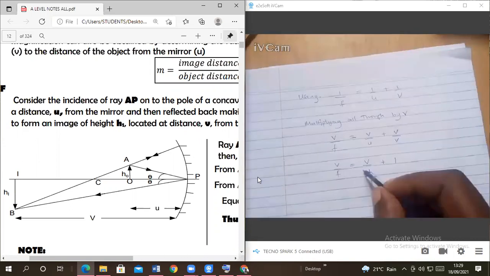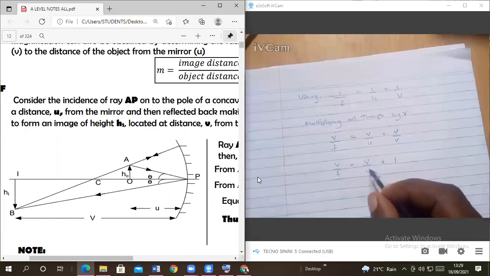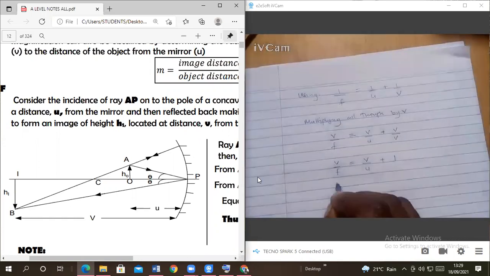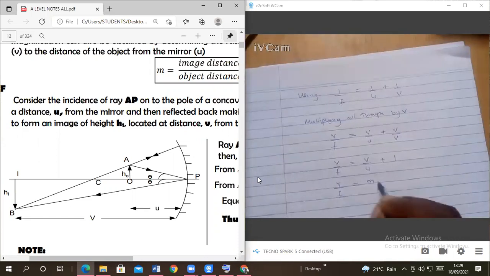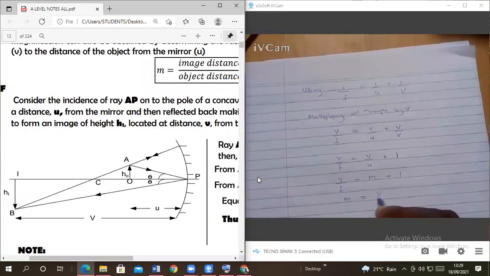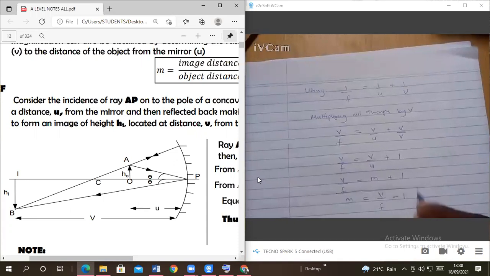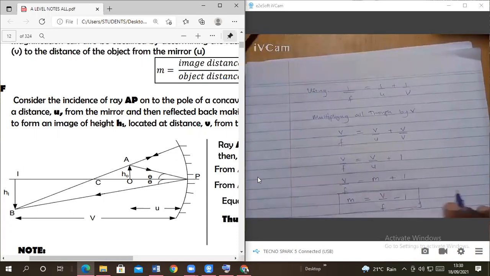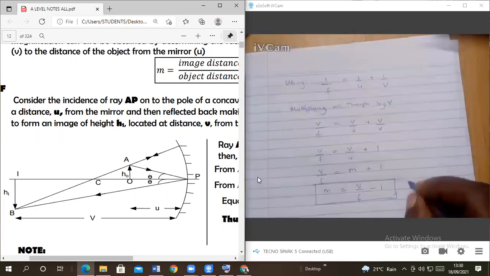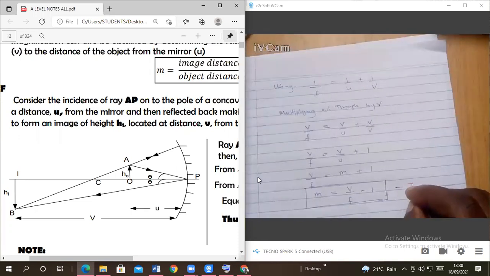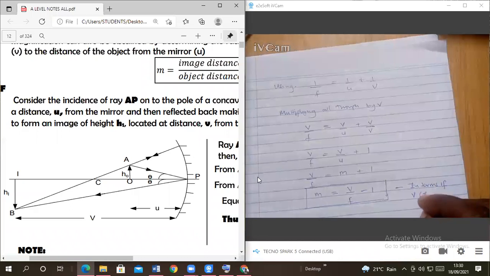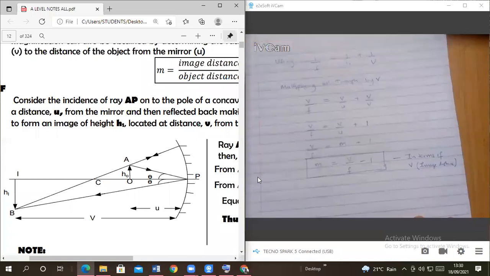Now, what is V over U? This is the magnification, isn't it? Image distance over object distance. So V over F equals M plus 1. And from there, I can make magnification the subject and say M is equal to V over F minus 1. And this will give me the magnification in terms of V, or image distance.